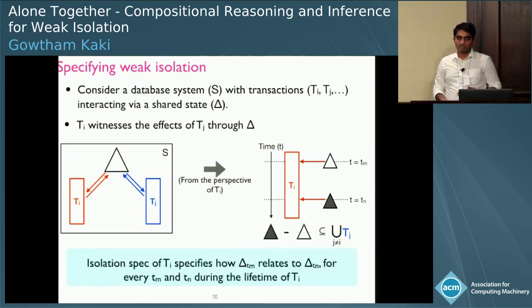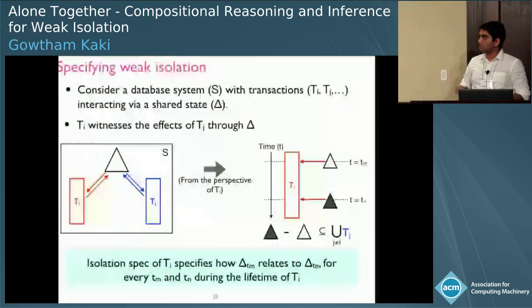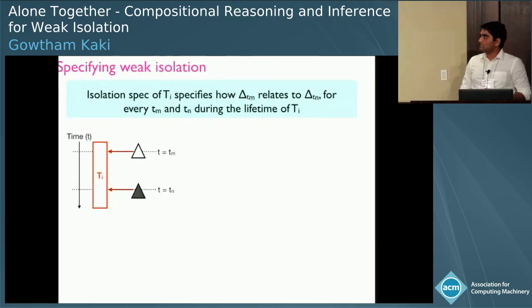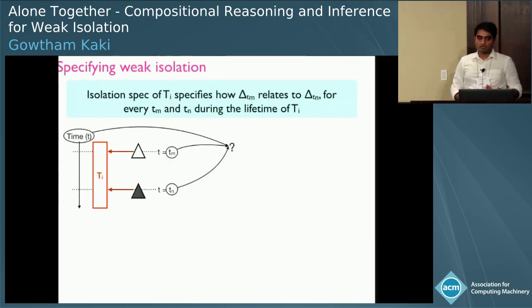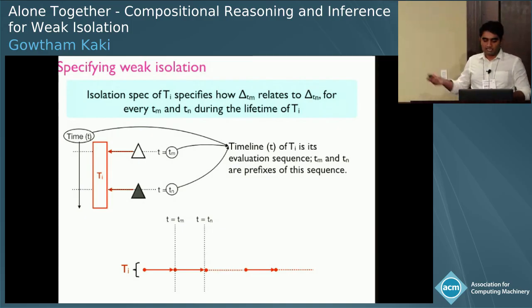So to a first approximation, we can say that the isolation specification of Ti specifies how the state that it witnesses at time Tn relates to the state it witnesses at time Tm during its lifetime. But time is an artificial artifact, so we define it in terms of an evaluation sequence of the transaction Ti. So we define the timeline or the lifetime of transaction Ti as its evaluation sequence, and various time points such as Tm and Tn as prefixes of this evaluation sequence. The evaluation sequence of Ti is shown in red on the slide.